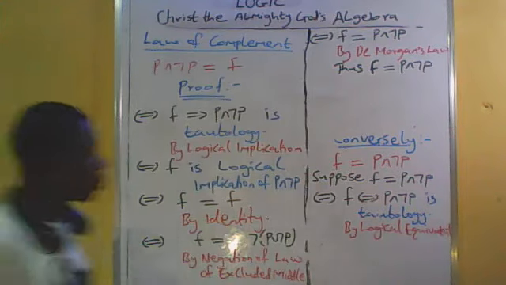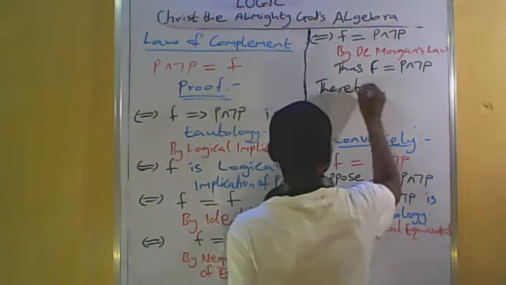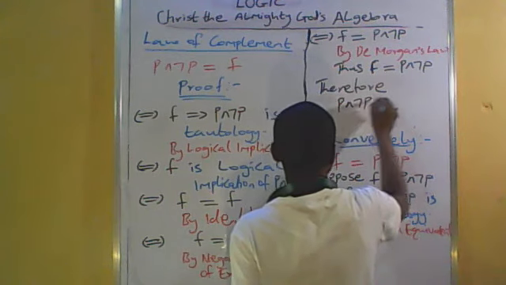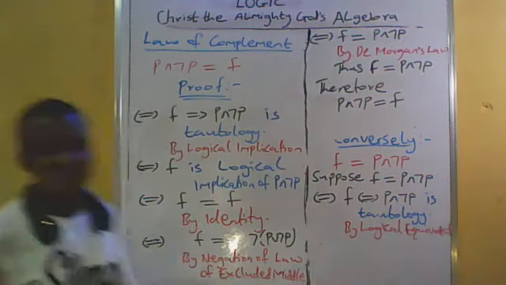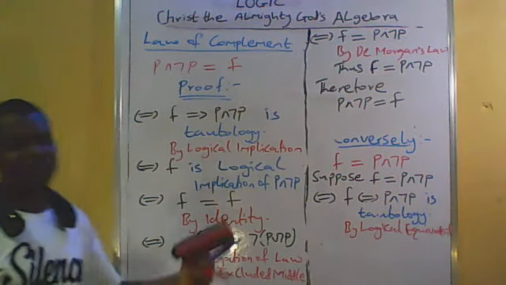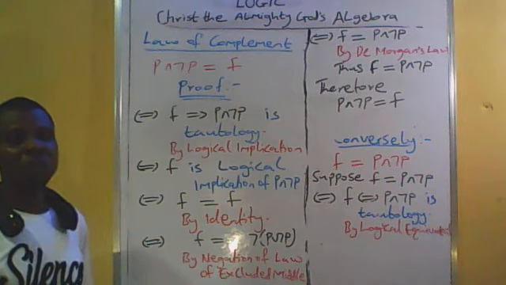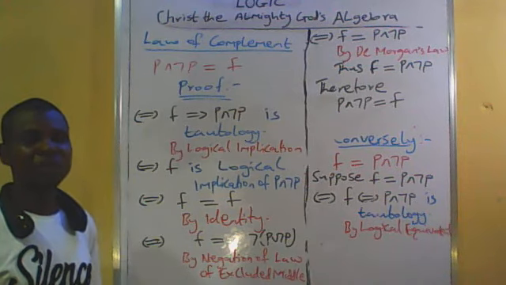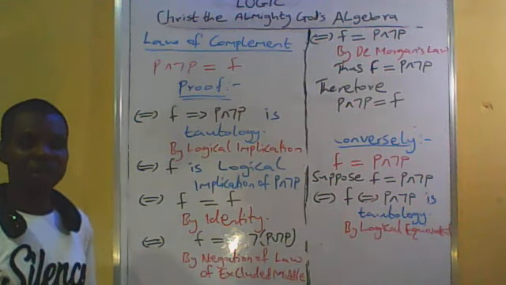We then say, therefore, P and not P is equal to F. We have now proved the law of complement. That means P and not P is equal to F is the law of complement. So it is true that the law of complement exists.